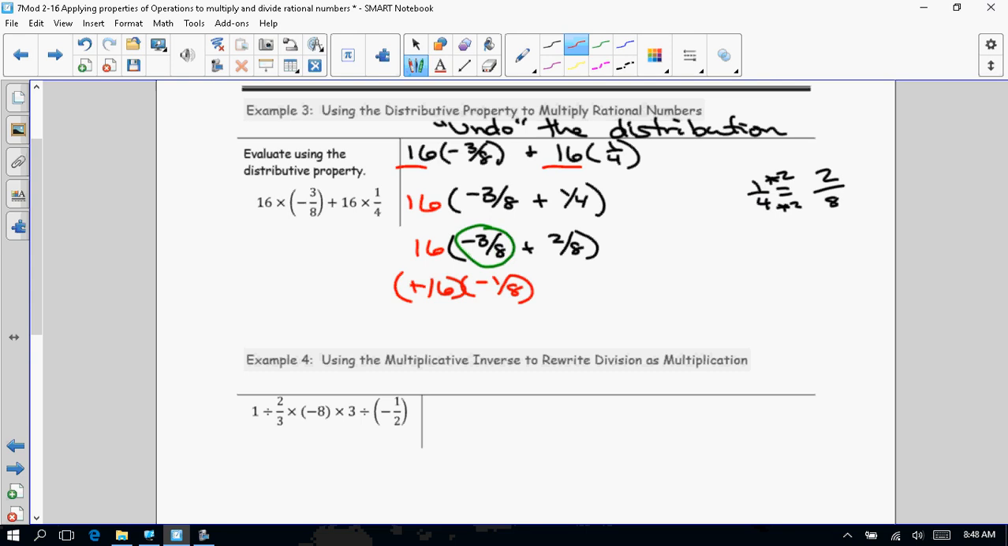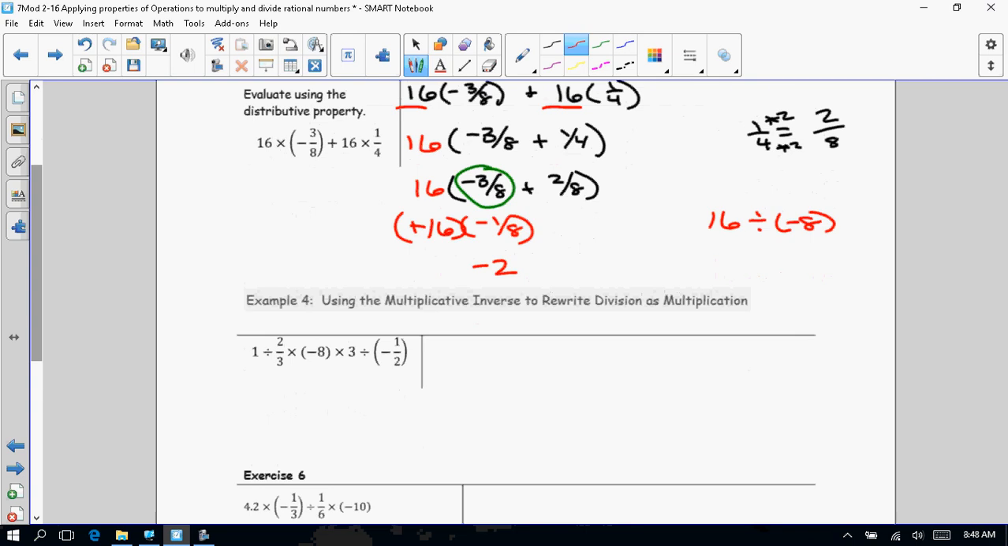Well, multiplying by 1/8 is the same as dividing by 8. So I could take 16 divided by negative 8. It's the same thing. 16 divided by negative 8 is negative 2. All right.